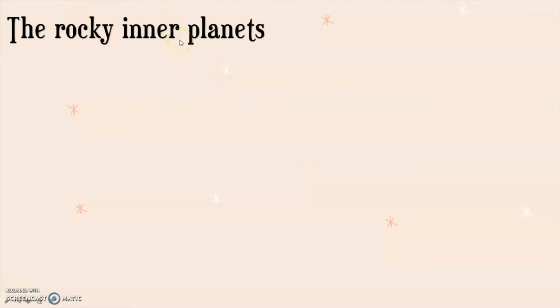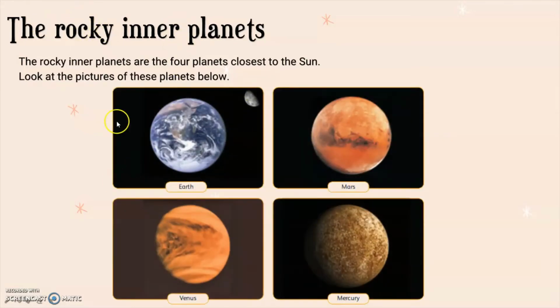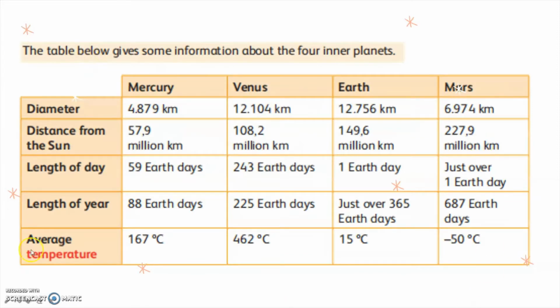The rocky inner planets. You can open your book to page 150. The rocky inner planets are the 4 planets closest to the Sun. Look at the picture of these planets below. We have Earth, Mars, Venus, and Mercury. Now you can look at this table. You can read it individually on page 150 in your book. Okay, next.